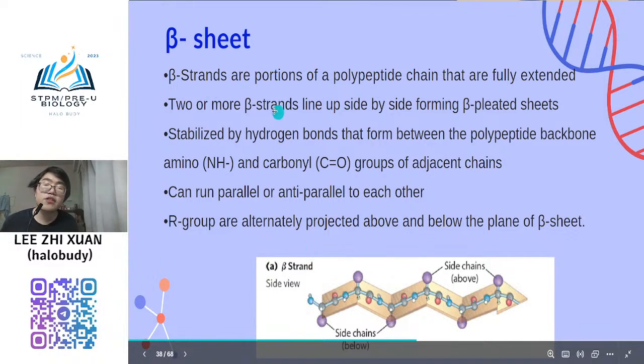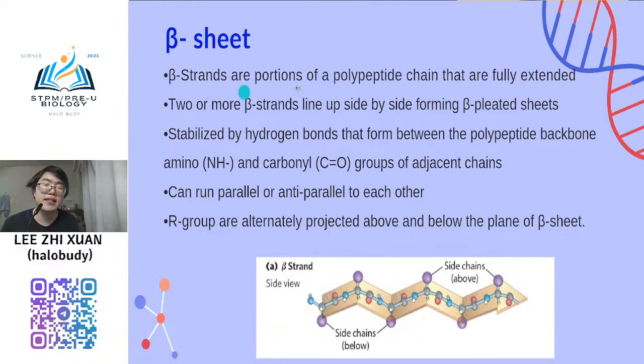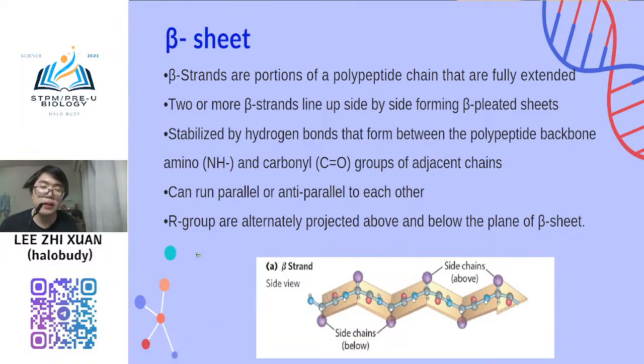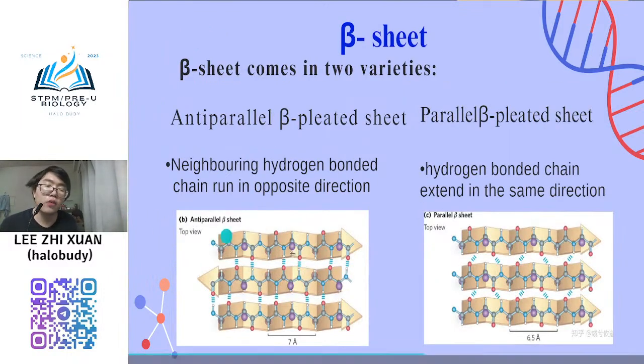A beta pleated sheet is totally, fully extended, meaning that beta strands line up side by side, forming the beta pleated sheet, and it is also stabilized by hydrogen bonds. So you can see it like this, just side by side. They can run parallel or anti-parallel to each other. R groups are alternately projected above and below the plane of the beta sheet. So you can see this diagram.